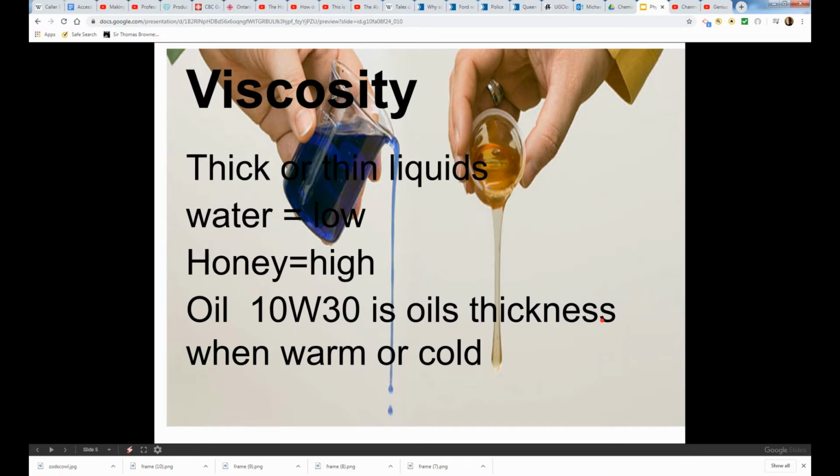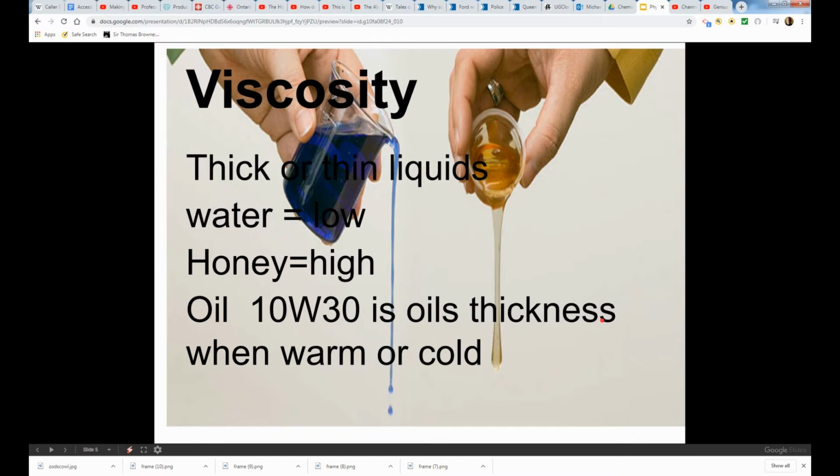Viscosity is the thickness, how syrupy it is. Water is low viscosity, honey is high. Viscosity is stated in your world in quantitative terms, very vague ones, but oil. So 10W30 oil for a car. 10W, the W either stands for winter, weight, or warm, depending on who you are. But basically is, the higher the number, the thicker the oil.